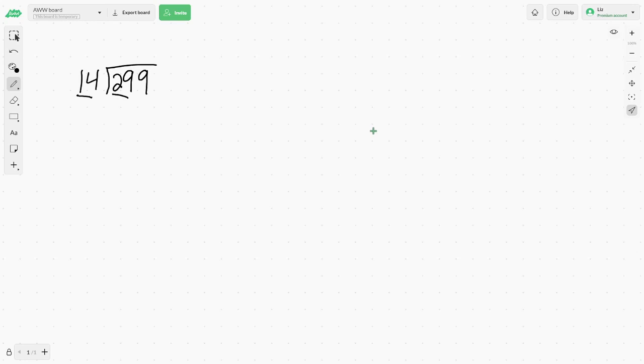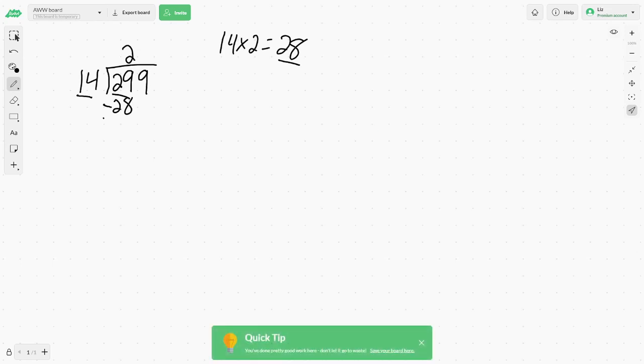So 14 goes into 29. Well, I know 14 times 2 is 28, and that's less than 29. I would not be able to add another 14 to that, so 2 times. 14 can go into 29 2 times. We're going to subtract the 2 times the 14, so 28. 29 minus 28 is 1, and then we're going to bring down this 9 that we haven't dealt with yet.